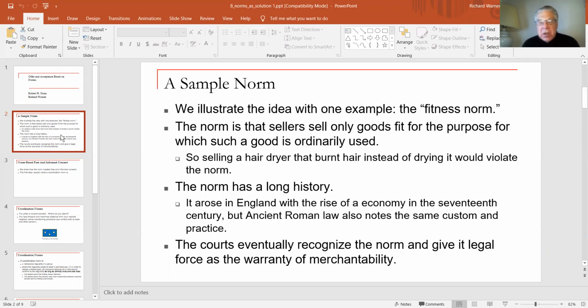Warranty is just another name for promise. So the courts recognize it as the promise, the warranty of merchantability, that goods will be fit for the purpose for which they're ordinarily used. That's how the courts define merchantability. And the British courts that do this explicitly note that, look, in the marketplace, the norm already exists. We're just recognizing and giving legal force to something that's already a practice in the marketplace. So that's our norm. The fitness norm is just the only one we'll take.